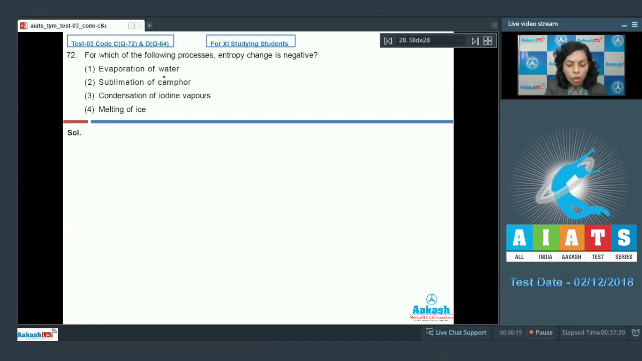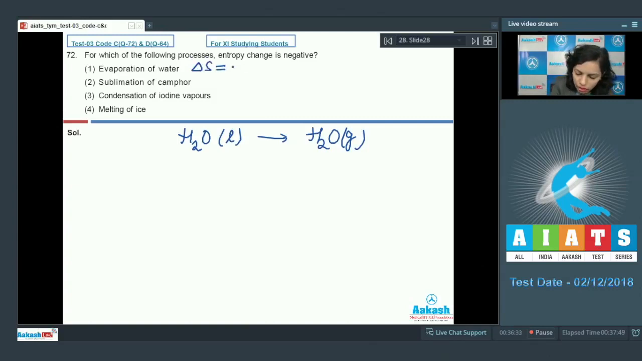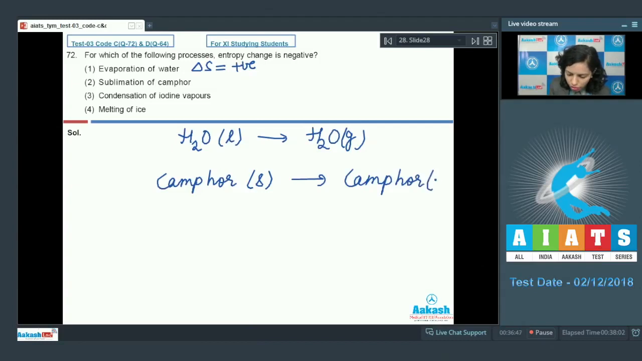If we talk about evaporation of water, it means we have liquid water and that gets changed into water in gaseous state. It means more randomness is there, more disorderness is there, and that's why in this case delta S value is positive, not negative. Further, sublimation of camphor, it means camphor is solid, getting changed into camphor in vapor form, more disordered, and again entropy change is positive.